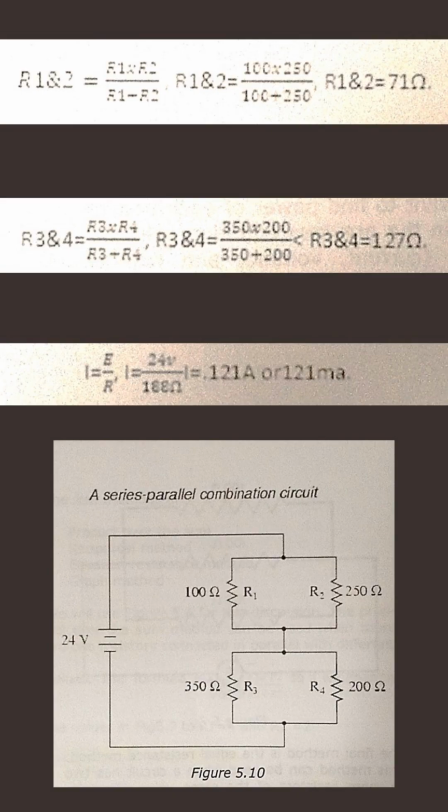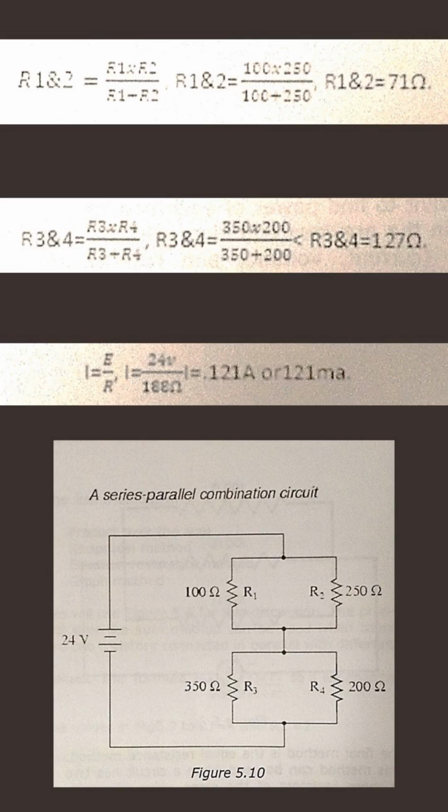Now you must do the same for the other parallel circuit. R3 and 4 equals R3 times R4 divided by R3 plus R4. So R3 and 4 is equal to 350 times 200 divided by 350 plus 200, which is equal to R3 and 4 equal to 127 ohms. Now add those two together to get the total circuit resistance. 71 plus 127 equals 198 ohms.